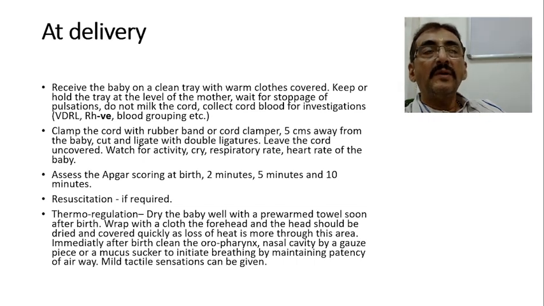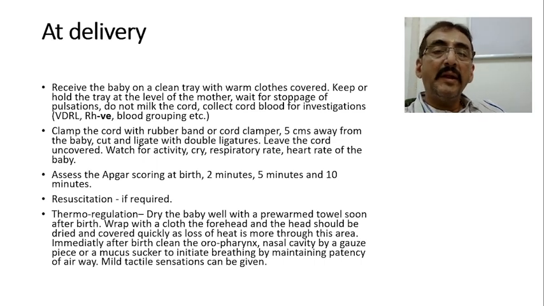Okay. So what are the investigations, especially VDRL, RH negativity or RH incompatibility, then blood grouping, etc. So this should be done by using the cord blood itself. You have to collect a sample of the cord blood there only, and then the rest of the investigation should be done. Now clamp the cord with a rubber band or a cord clamper which is available.